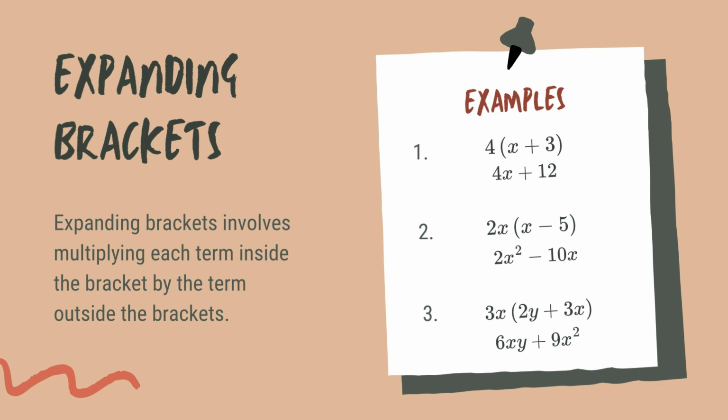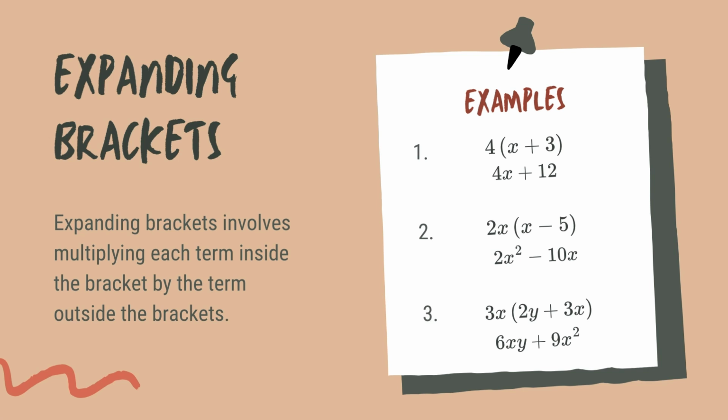So we've been able to eliminate the brackets completely because we have used the 4 to multiply all the items in the bracket. Now in the second example, we have 2x outside the bracket, and then we have x minus 5 in the bracket. So the 2x will be used to multiply all the items in the bracket, which is x and minus 5 separately. So 2x multiplied by x will give us 2x raised to power 2, and 2x multiplied by minus 5 will give us minus 10x.